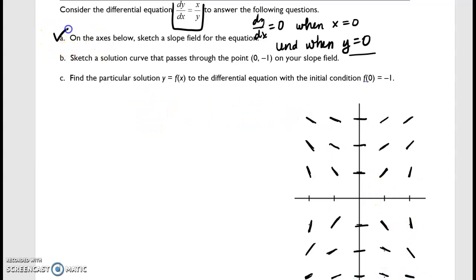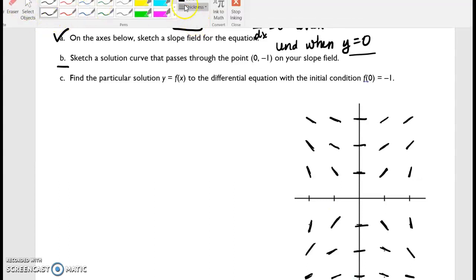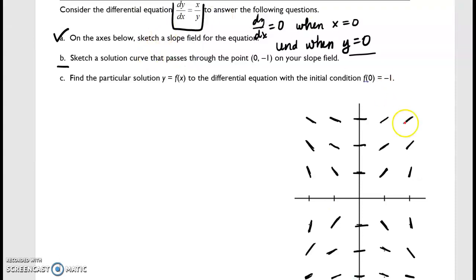So that's part A. We've sketched our slope field. Next, part B is to sketch a solution curve that passes through the point 0, -1. I'm going to go ahead and switch my color so you can see our graph. So first of all, you want to find the point 0, -1. Make sure you have that point clearly marked. If that point is not there and it's not obvious that you're going through that point, you're not going to get credit on the AP test for your solution curve.